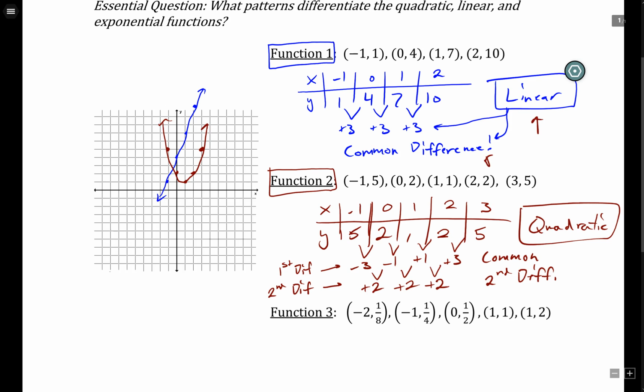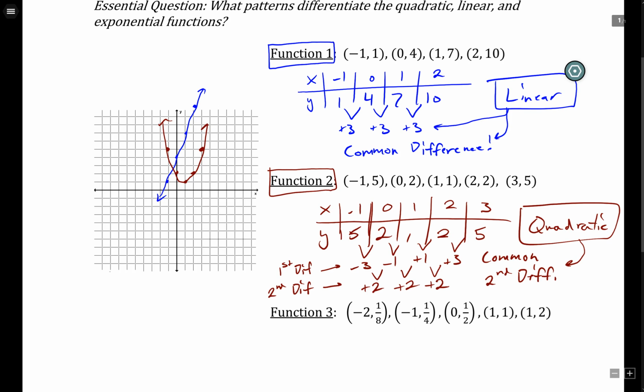Linear, they have a common first difference, or we can just call it a common difference. Quadratics, they do not have a common first difference. Notice they're all different, no pun intended, but if you look at the second difference, that's the same. So quadratics have a common second difference.